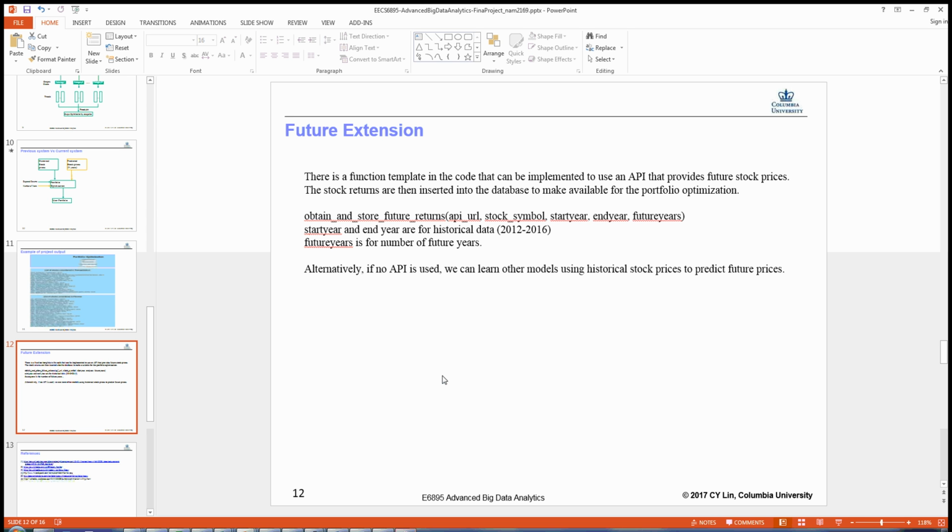If there is no API, then we can learn other models using historical stock prices to predict future prices. So I think with this we can try to use another system's output as an input of this system and come up with the optimal portfolio solution.